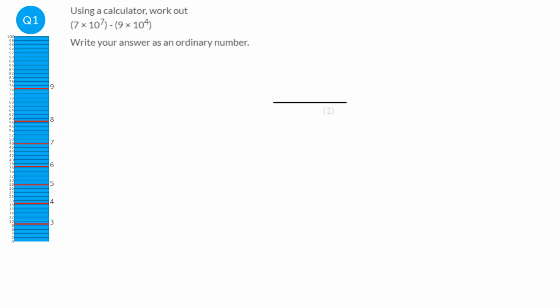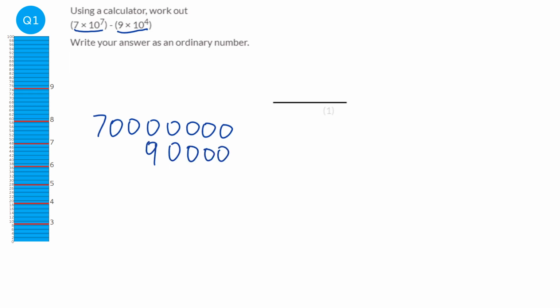Enjoy! So the only way of answering this question is to work out what these are as ordinary numbers. And so 7 times 10 to the power of 7 would be 7, 1, 2, 3, 4, 5, 6, 7. And 9 times 10 to the power of 4 would be 90,000, so that would be 9, 0, 0, 0, 0. And so we're just subtracting them like that. And so we'll get 6, 9, 9, 1, 0, 0, 0, 0.